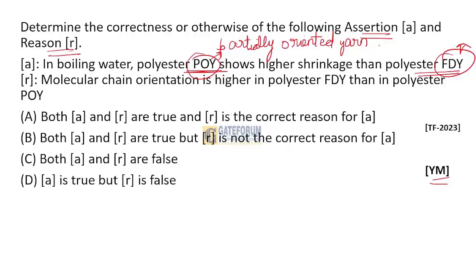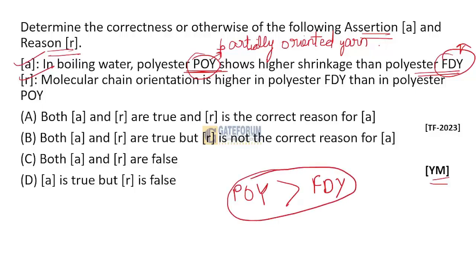If I talk about this, then both the statements are right, but the reason that is given is not the correct explanation for the assertion. So assertion and reason both are right. The reason for this is the higher shrinkage of POY as compared to FDY. The POY shrinkage is greater than FDY shrinkage. Why?